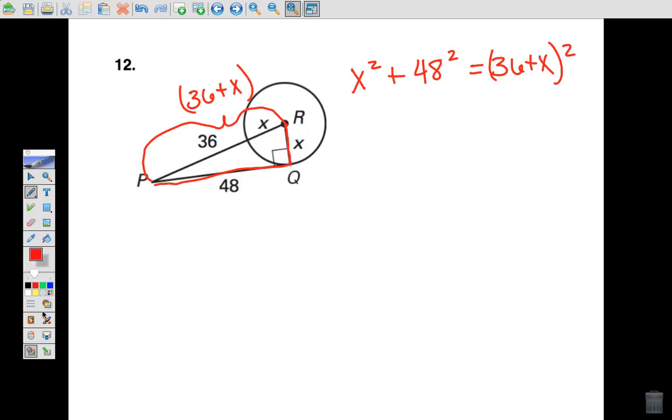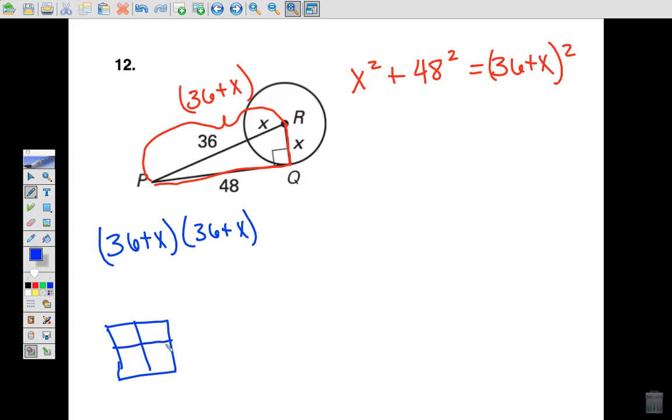Now, this has become difficult because of the algebra. So you've got 2 options. You can do 36 plus x times 36 plus x and FOIL it. Or you can do the box method. Looks kind of like this. And you do the 36 plus x. I'm not going to do it this way anyway. I'm just showing you, so hopefully you remember what that is. I don't really like to do the box method. Foiling is just double distribution. So you do this number times each one of these numbers.